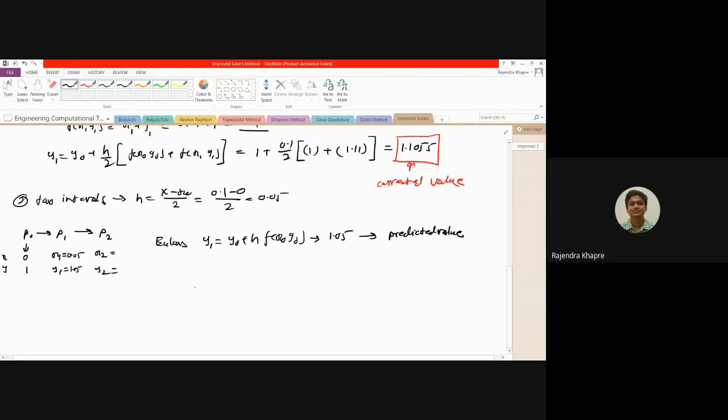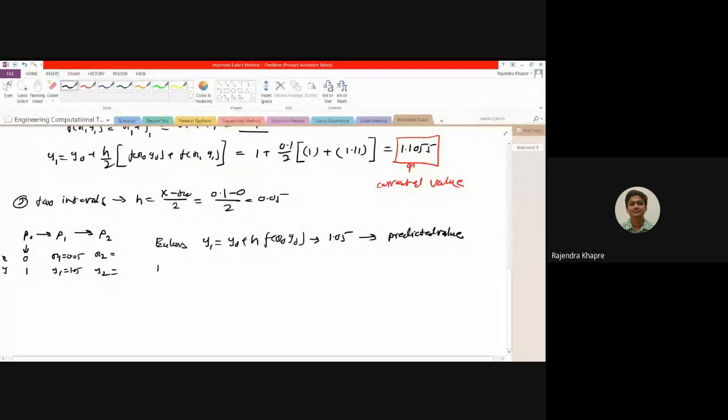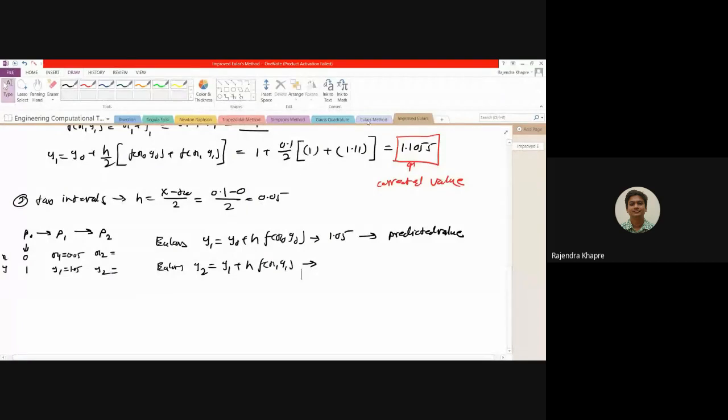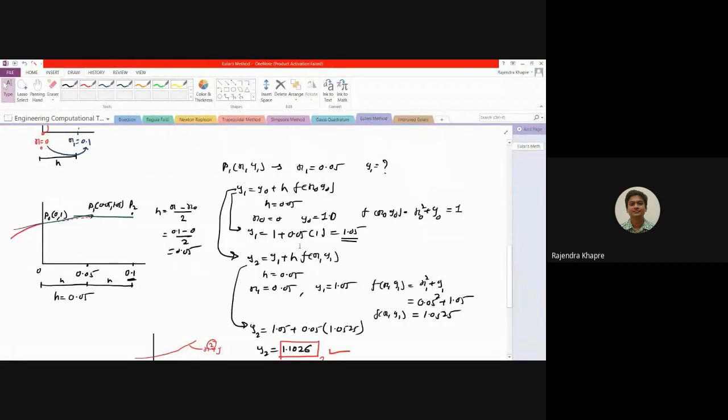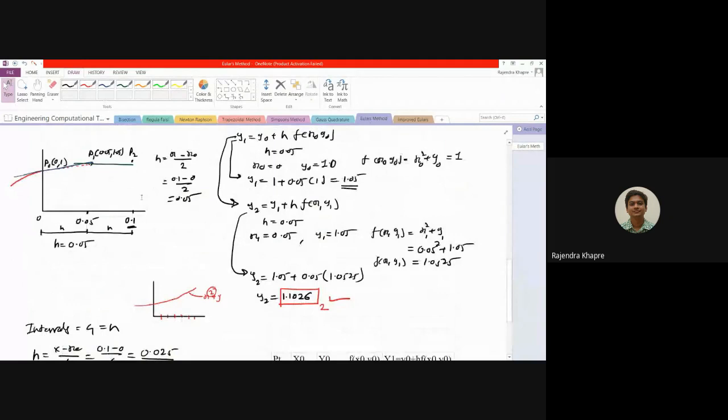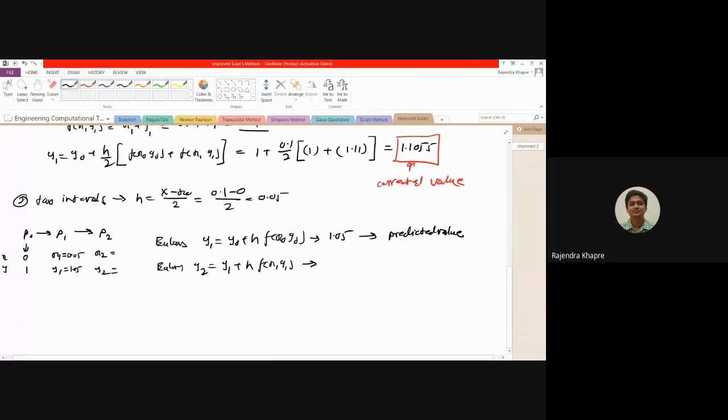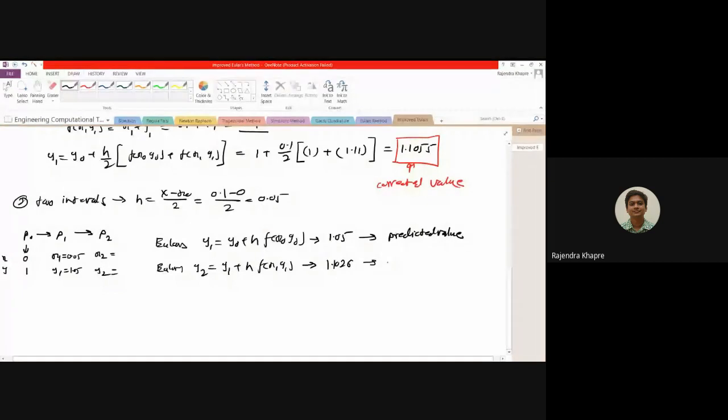So if you don't do that, you have to use another Euler's step for the calculation of y2. So y2 will be y1 plus h into function of x1, y1. If you refer to the previous notes, you have already obtained the value when we used two equations. So 1.1026, this is what we obtained earlier. This is also a predicted value.